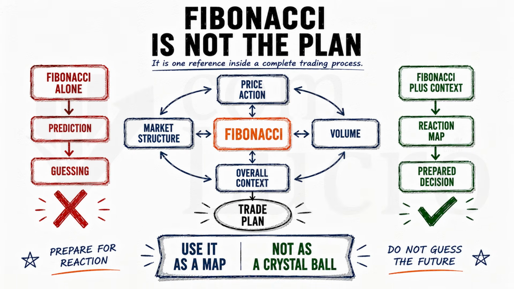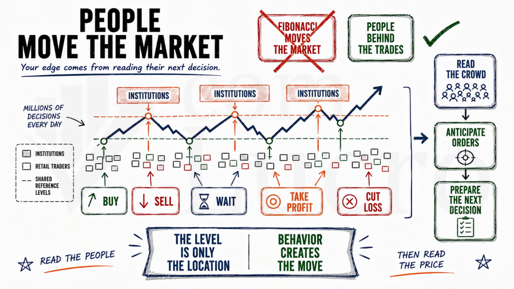That's exactly why Fibonacci should never be your only reason to enter a trade. Treat it as one reference inside a broader plan, always combined with price action, volume, market structure, and the overall context you're trading in. Used that way, these levels stop being a prediction and become a map. They show you where price is likely to react, so you can prepare instead of guess. Because in the end, it isn't Fibonacci that moves the market. It's the people behind the trades, and your edge comes from reading what they're likely to do next.